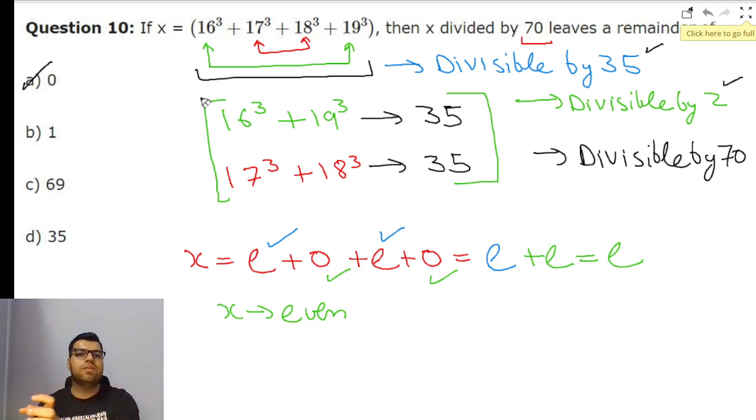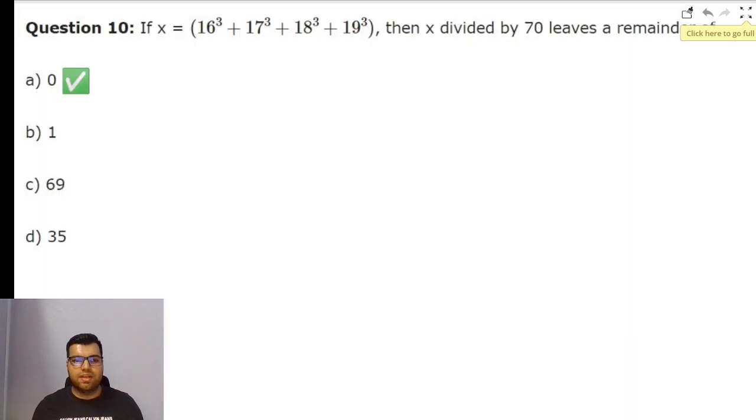It is even plus odd plus even plus odd, so x is even. So it is divisible by 2 also. So it is divisible by 35 into 2, divisible by 70. So hence the remainder is 0. Very nice question. We're going good. Great, students, great. So 0 was the answer.